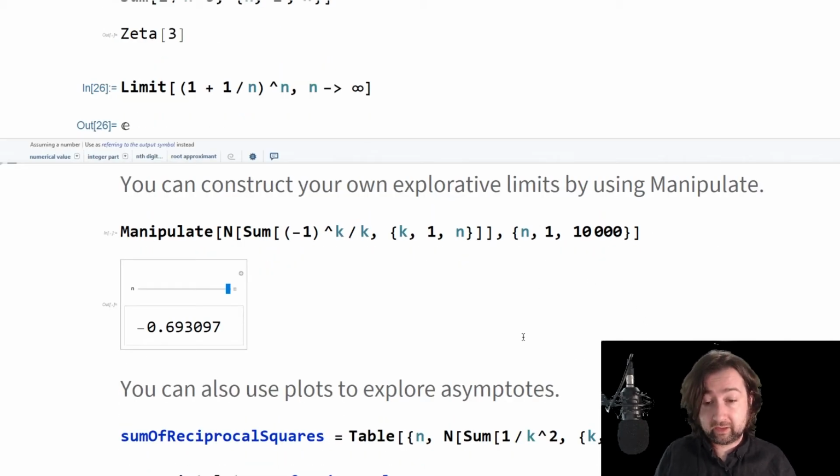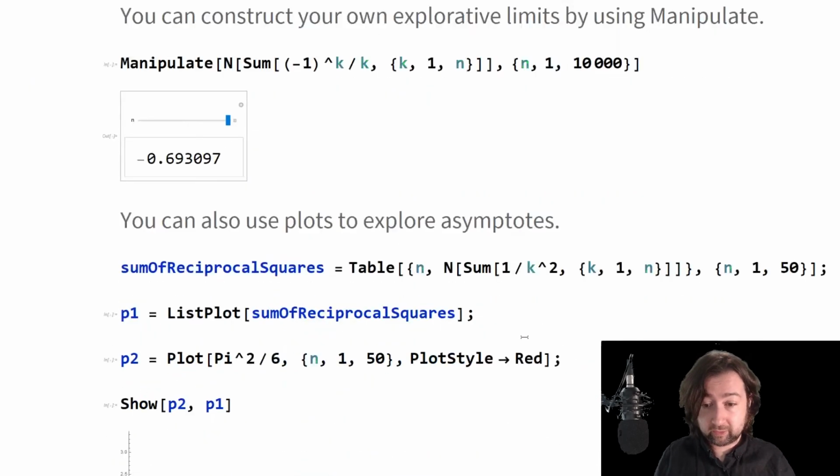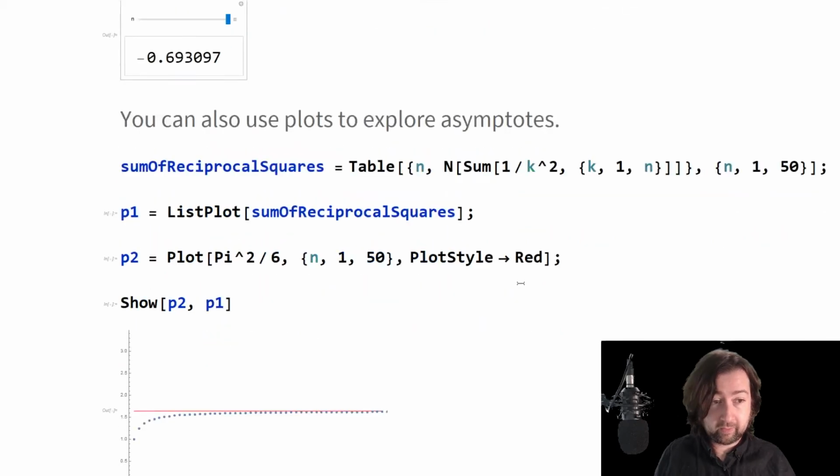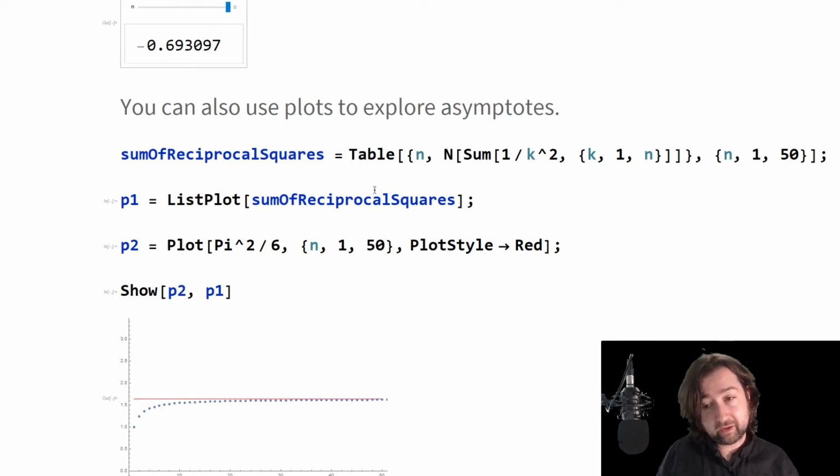I'll point out here that you can also use plots to explore asymptotes. So the sum of the reciprocal squares we already showed was equal to pi squared over 6. This is what I wanted to show you about, a sort of trick you can use if you want to combine plots together. You can actually name variables for plots that you create.